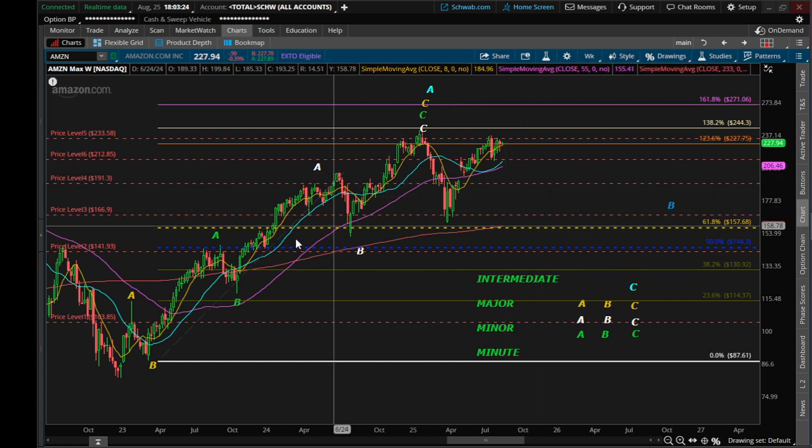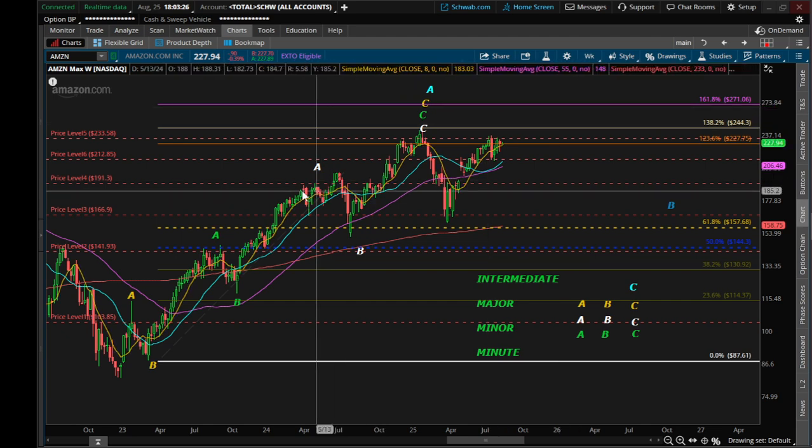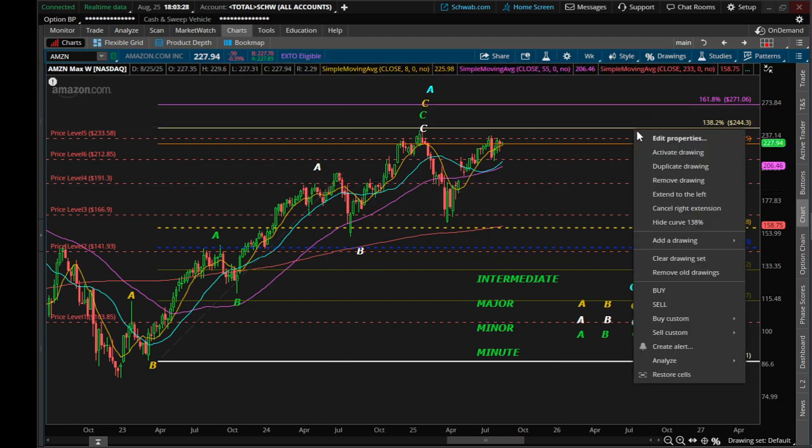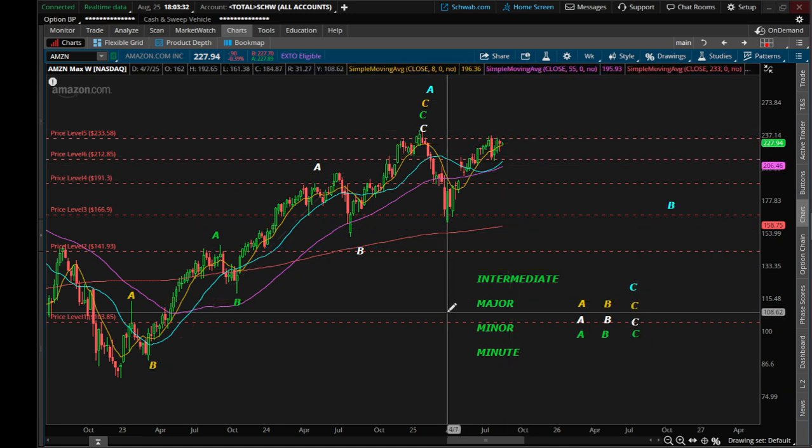So now that we have our support and resistance price lines in, I'm going to get rid of this Fibonacci derivative here, and we're going to zoom into, we're going to go right to the daily time frame now.